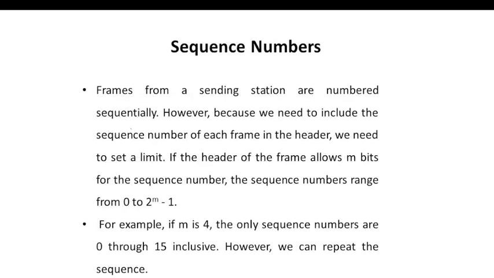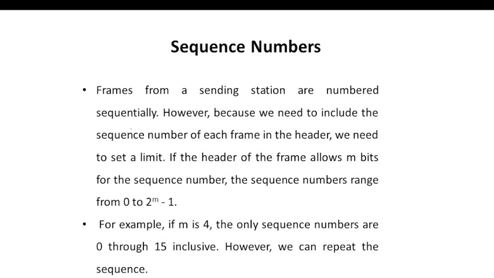Sequence numbers. Frames from a sending station are numbered sequentially. However, because we need to include the sequence number of each frame in the header, we need to set a limit. If the header of the frame allows m bits for the sequence numbers, the sequence numbers range from 0 to 2 to the power m minus 1. For example, if m is 4, the only sequence numbers are 0 through 15 inclusive.